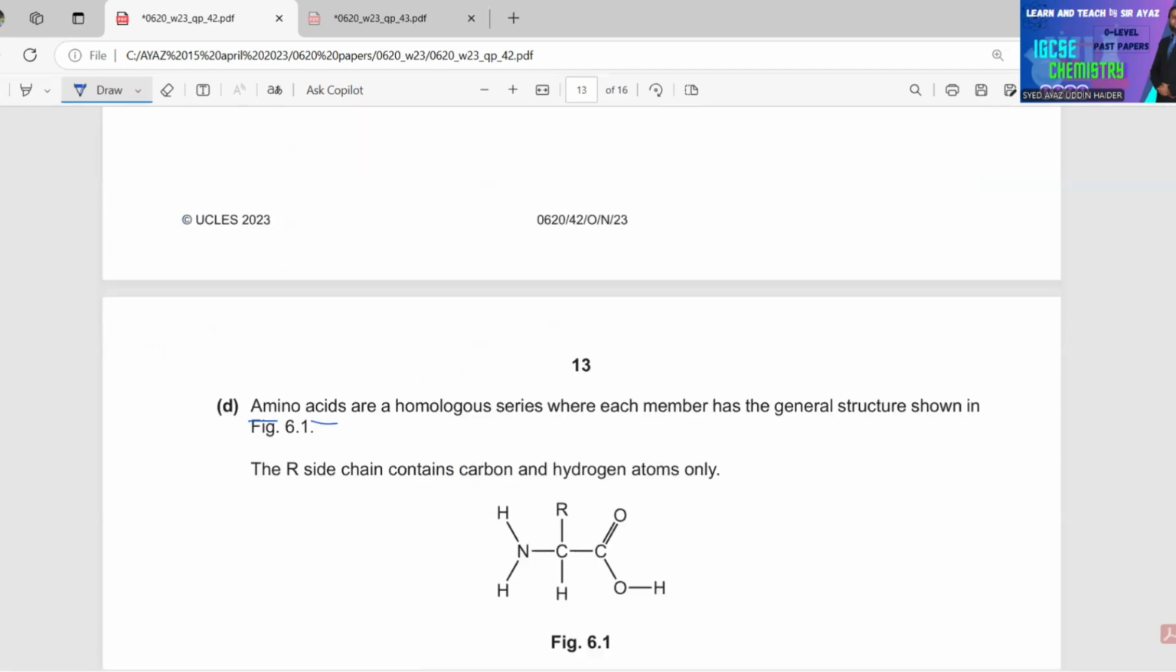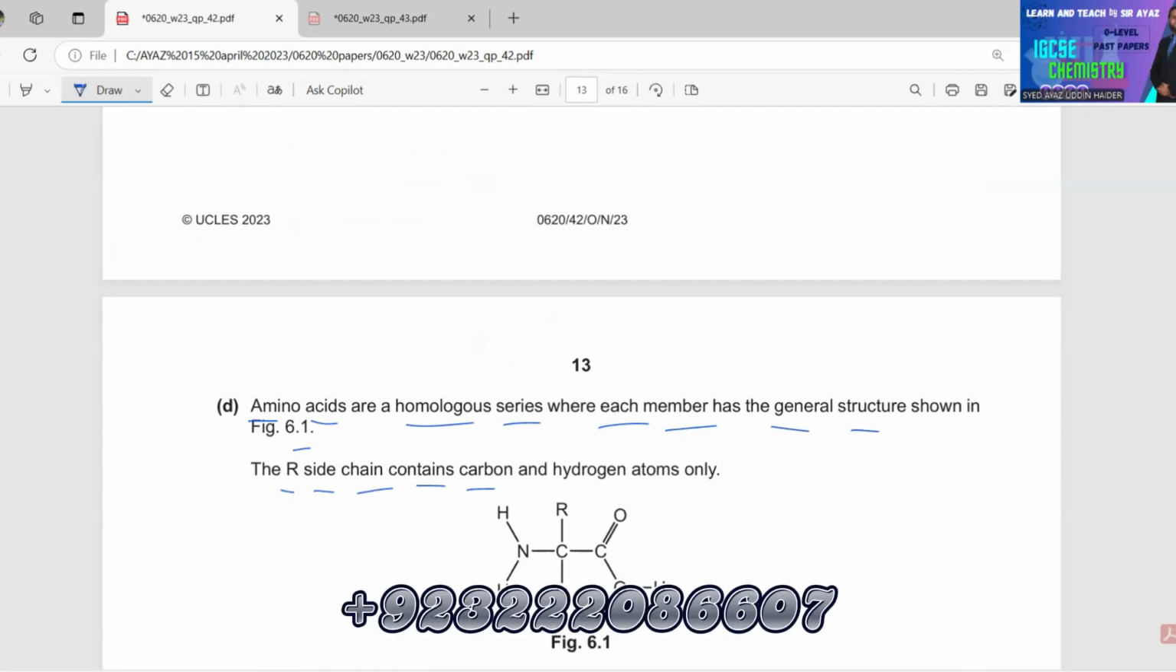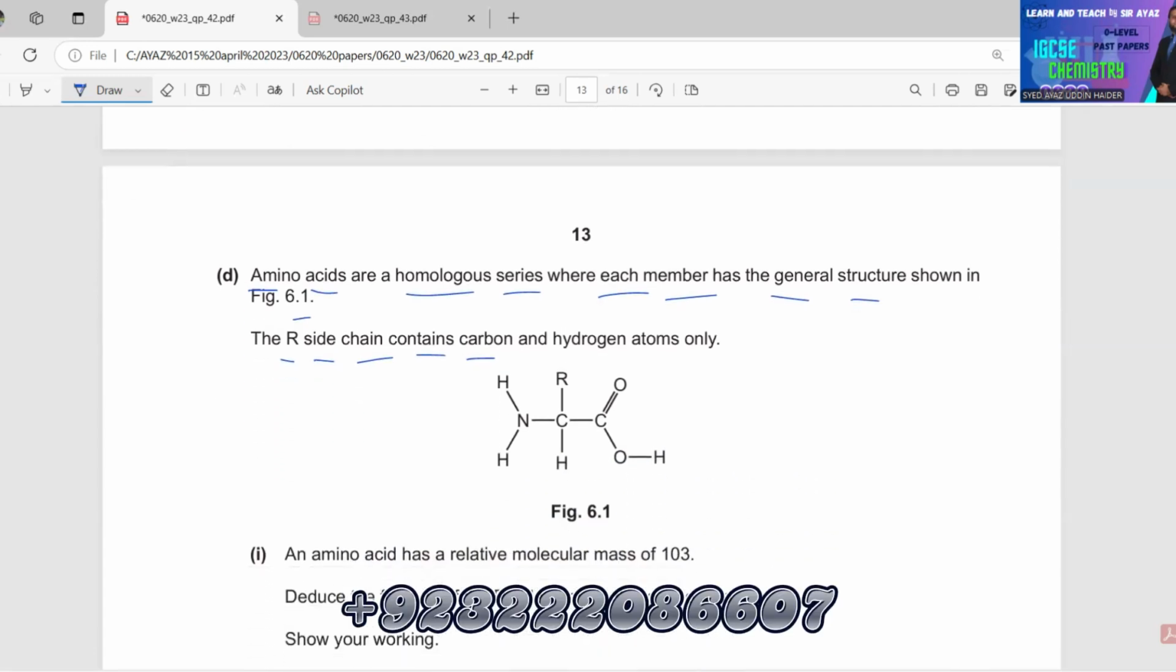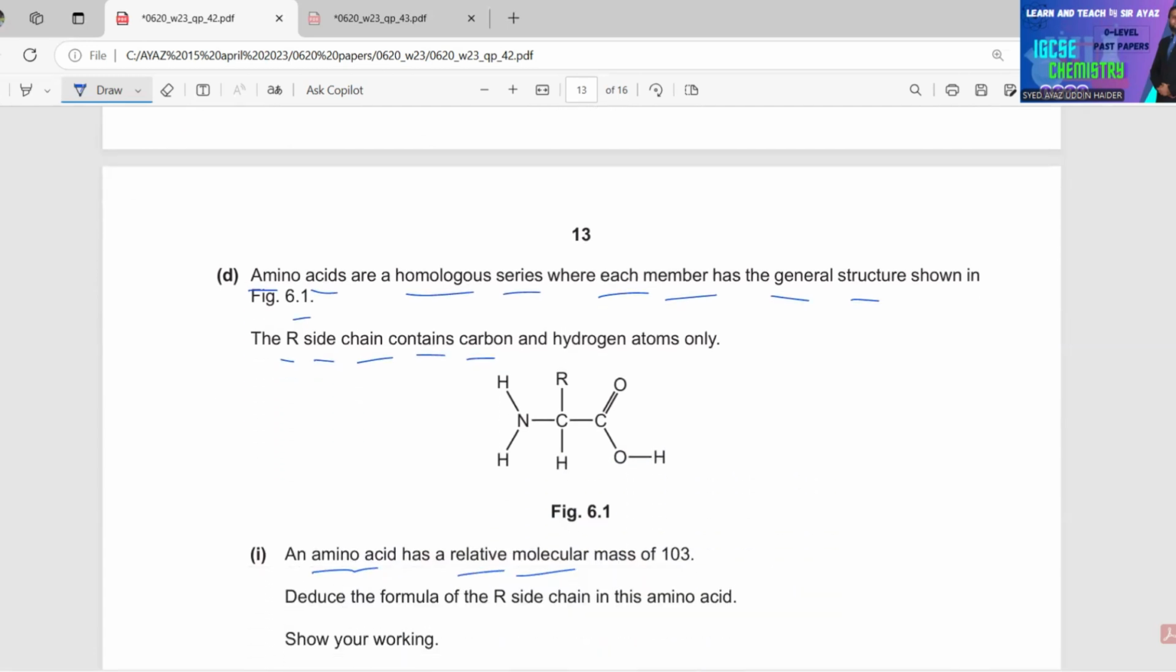The amino acids are a homologous series where each member has a general structure shown in figure 6.1. The R side chain contains carbon. An amino acid has a relative molecular mass of 103. Deduce the formula of the R side chain in this amino acid. Show your working.